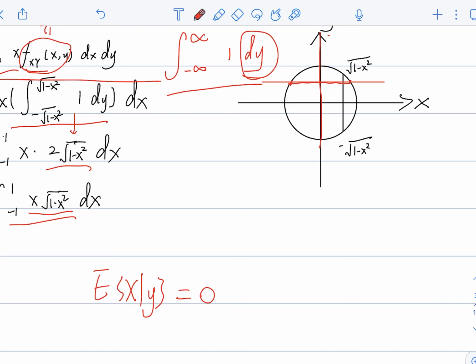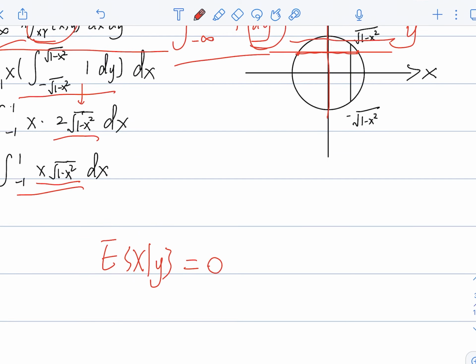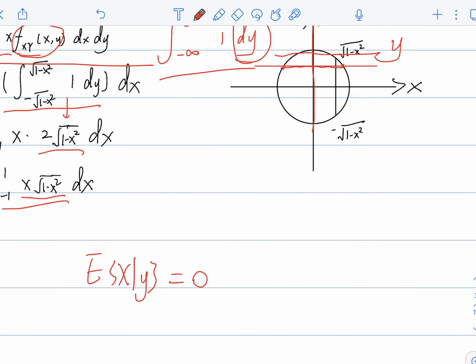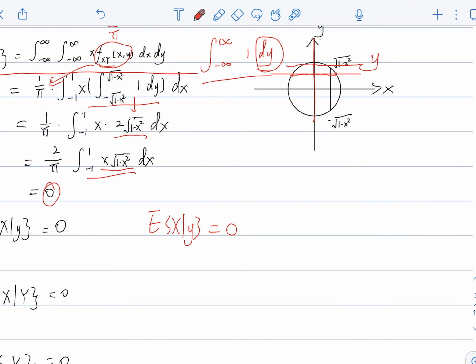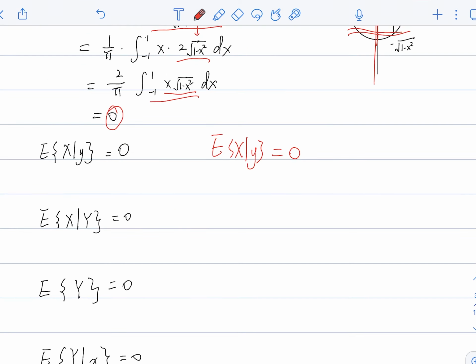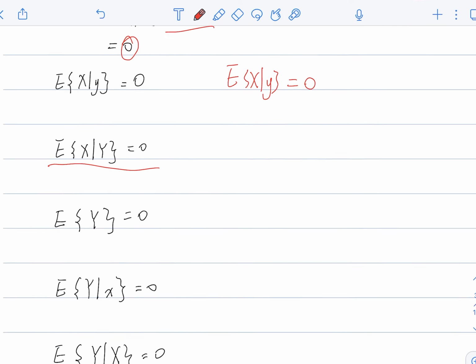Additionally, for every given y, the expected value of x under the condition y is always 0, because the domain is symmetric, a circle. So we get that the expected value of variable x under the condition of variable y is equal to 0.